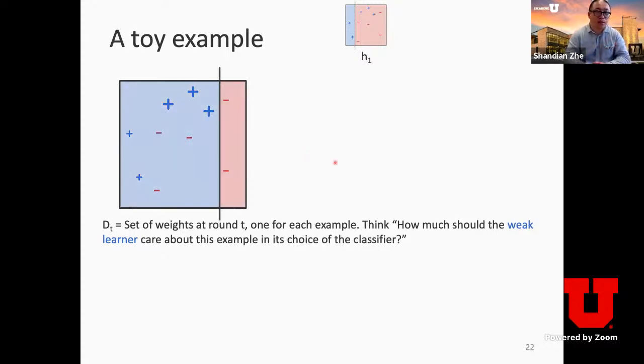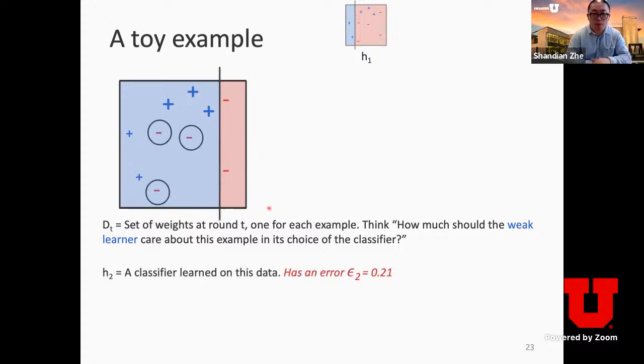So now we find a second weak learner, H2, which is also a vertical classifier. And it turns out that the best position is on the right. So obviously, from the classification results, H2, a classifier learned on this data, still makes 3 mistakes. But now, the error is no longer 0.3. It becomes 0.21. So I want to ask why.